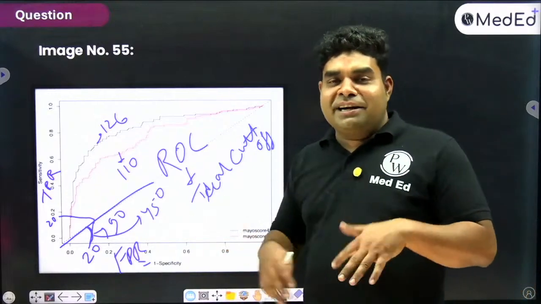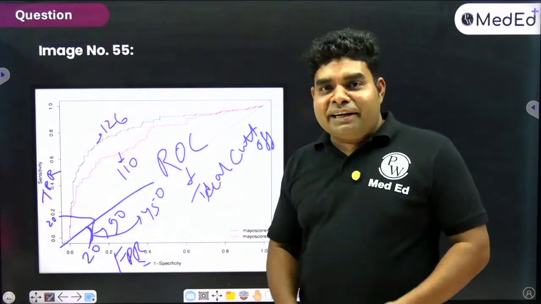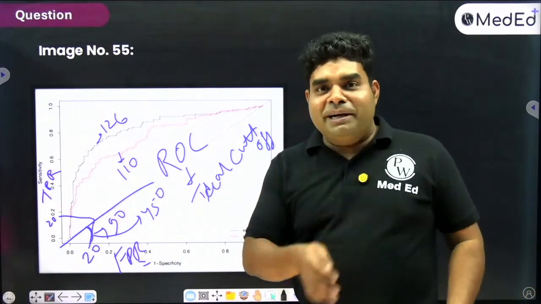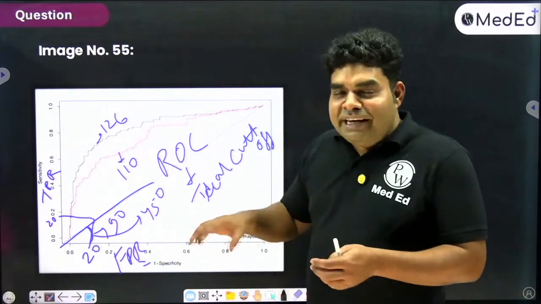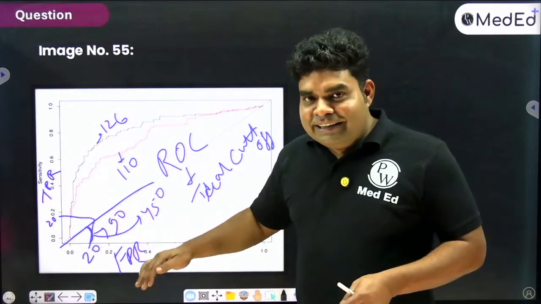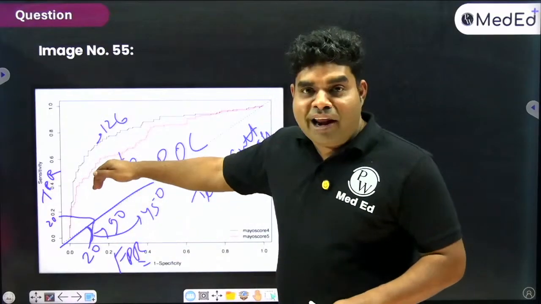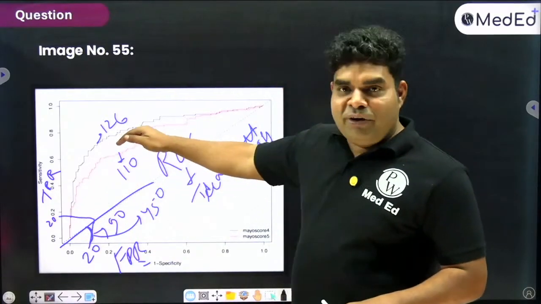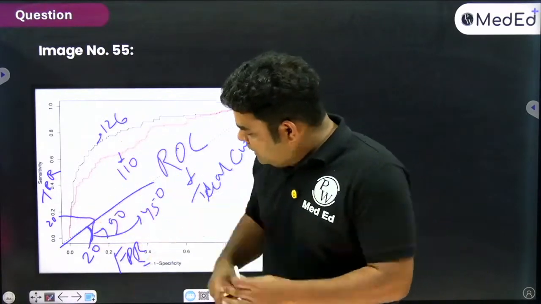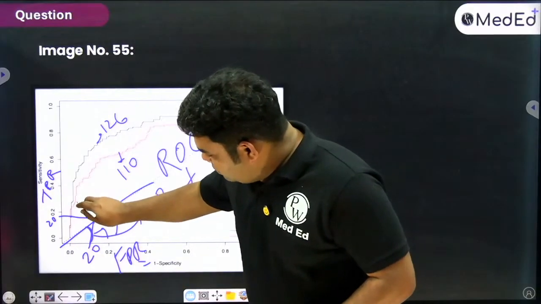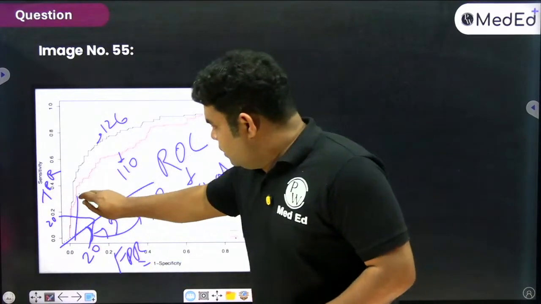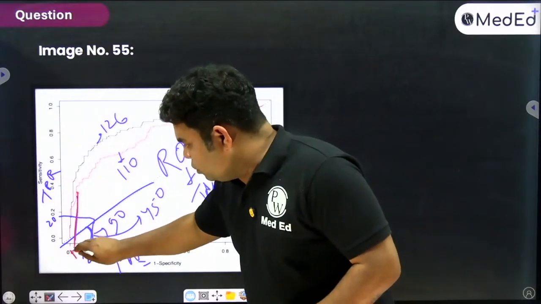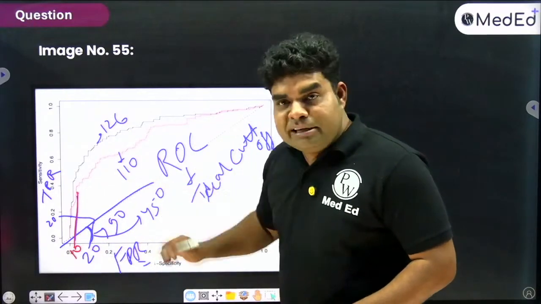And if a 50% result will come, then why are we applying the test? We can toss a coin. Head came, diabetic; tail came, non-diabetic. So we cannot have equal true and false results. That's a wrong cutoff. Then we increase the cutoff to 110. When you increase the cutoff to 110, you can see at this red line, false positive has decreased from 20 to 10. So 110 is a better cutoff.